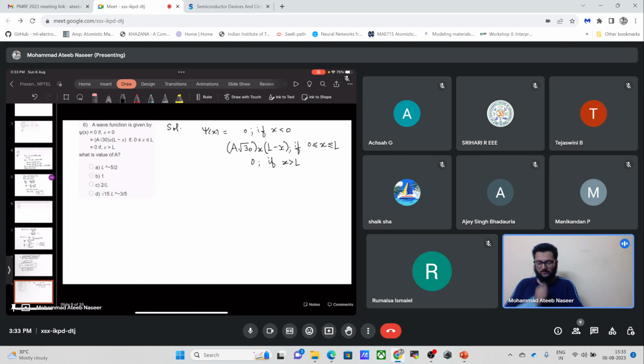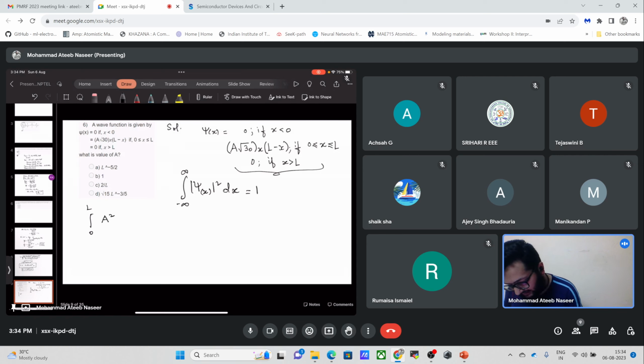So now we will do the same old trick. We will integrate it between the limits of minus infinity to infinity. Since this is a real function, it would simply be the integral of psi of x whole squared from minus infinity to infinity dx equal to 1, and from this we can find the limits. The limits are between 0 and L.